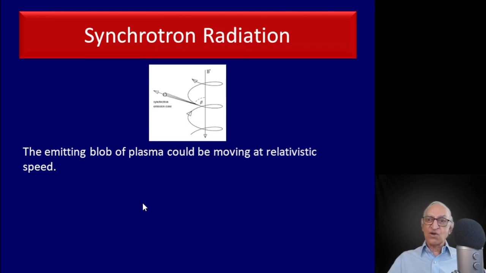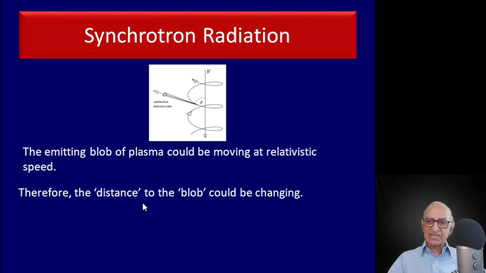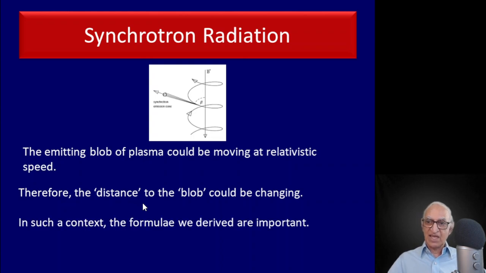Now, not only are the particles moving with speed comparable to the speed of light, but the plasma inside which the particles are moving, the plasma blob itself, may be moving, may be ejected by a black hole at enormous speeds comparable to the speed of light. In that case, the distance between the blob and the observer is changing with time. Not by very much, but definitely changing with time.